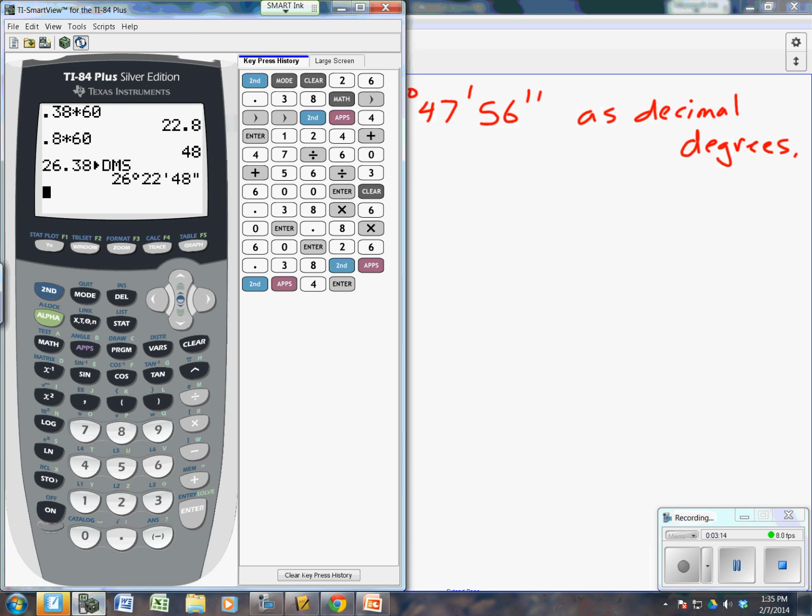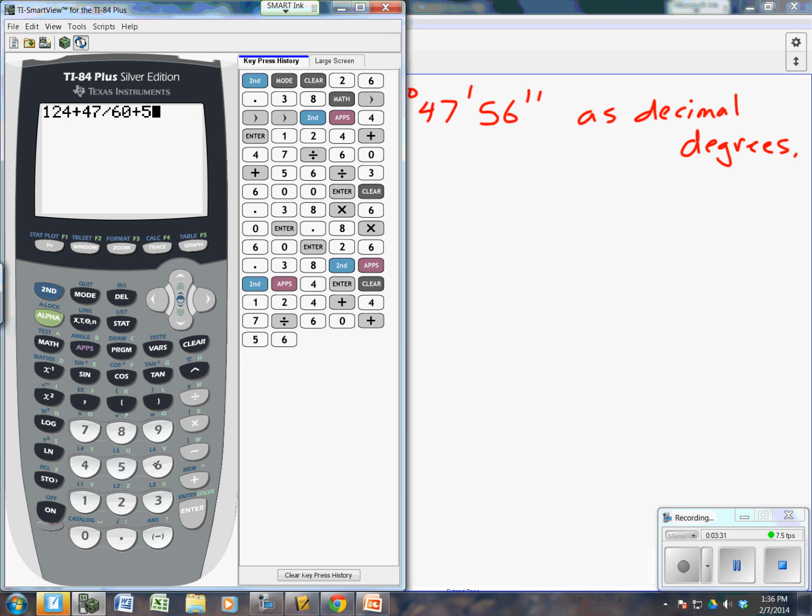This is how you do this one right here. You take degrees again, is it 124? 124, is that right? Plus, you take the minutes, 47, and you divide it by 60. Plus 56 divided by what? 3,600, remember that? Because there's 3,600 seconds in a degree. And so you get 124.799 if you round it to 3 decimal places. Okay, good job. Some of you guys got that one.